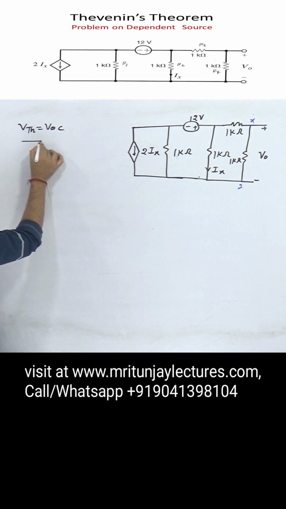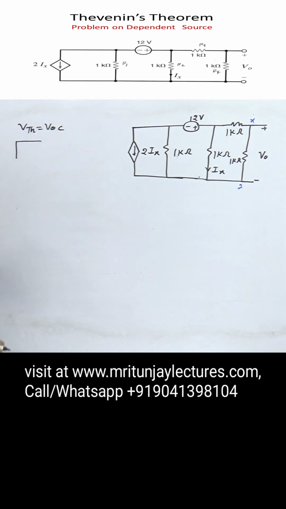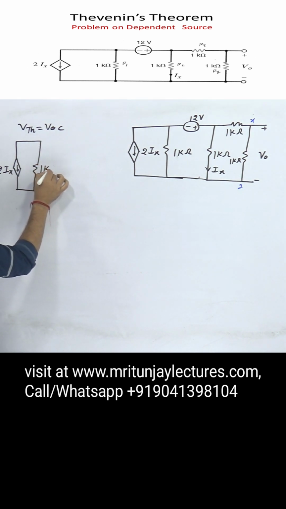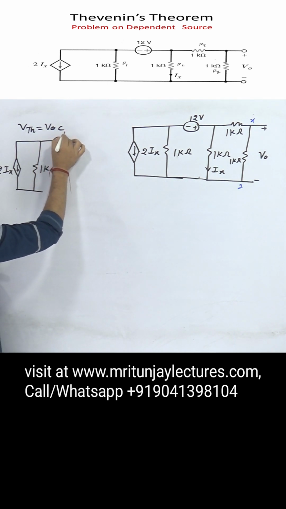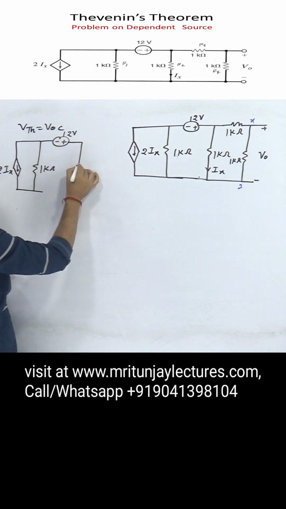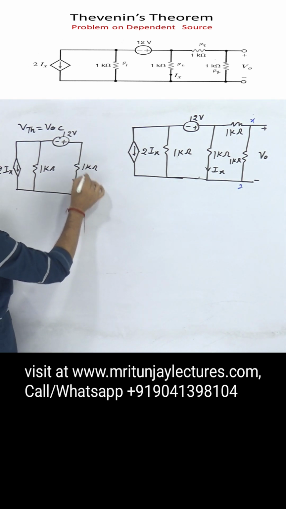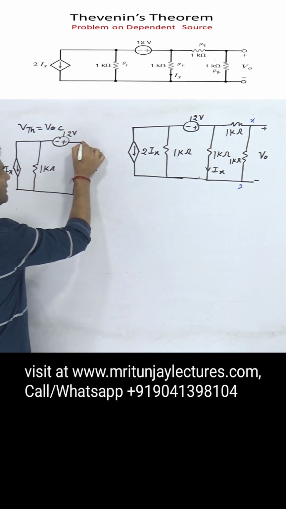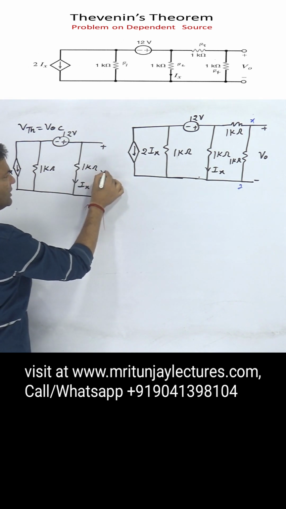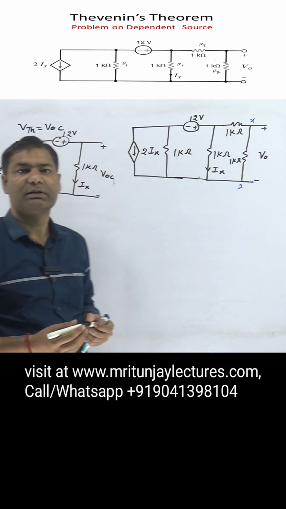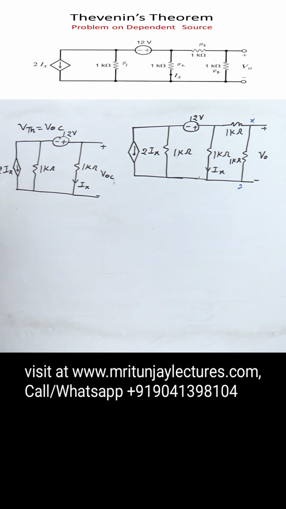Okay, so the circuit is: 2Ix here, this one is 1 kilo ohm, here minus plus 12 volt, and that is 1 kilo ohm, and here Ix. And that is plus, and here minus V of OC. Our motto is to determine V of OC. Okay, clear? So our next target is to determine V of OC.